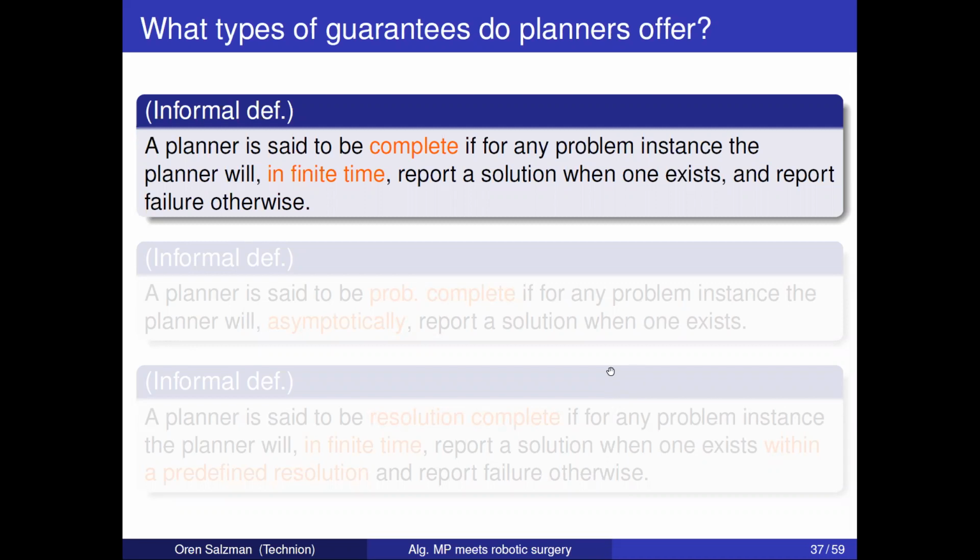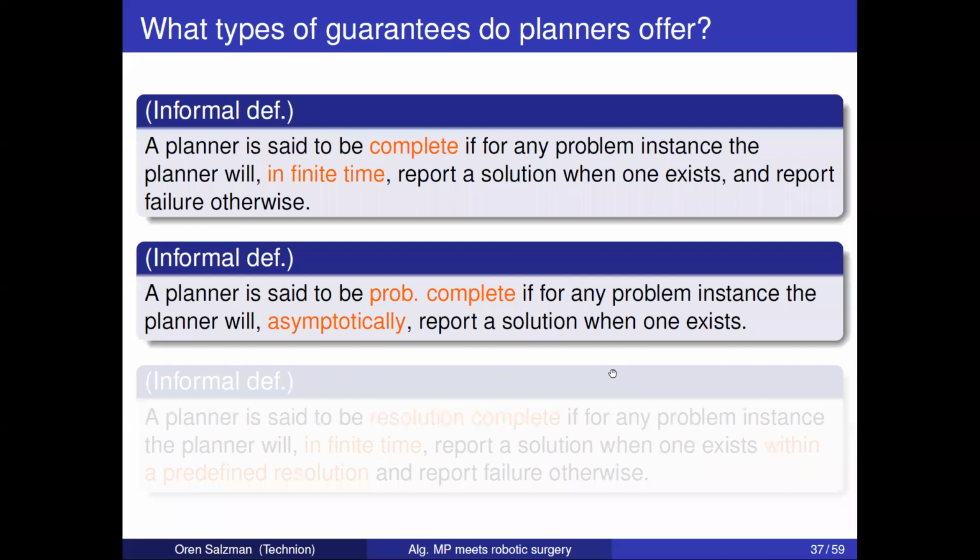Going back to the theory, we have different guarantees that the planner can offer. A planner can be complete, which means if a solution exists, it'll find it in finite time, and if not, it will report failure. What we're used to in our community is probabilistic completeness: if a solution exists, then asymptotically, it will be able to find it. If not, then we're kind of stuck and we have no guarantees.